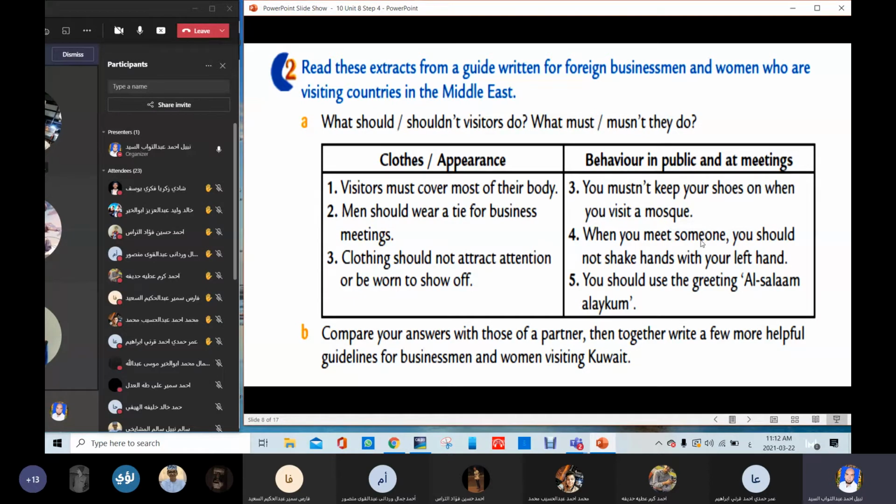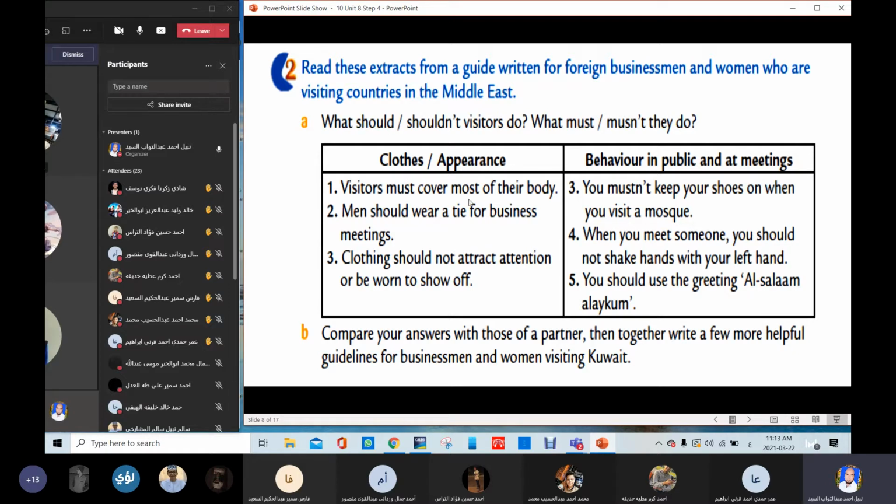When you meet someone, you should not shake hands with your left hand. Of course, when you meet someone, you want to greet him, you should shake hands with your right hand, not left hand. We do not shake hands with our left hands. You should use the greeting, Assalamu alaikum. This is in Arabic and Islamic countries. So if you want to greet someone, you can say, Assalamu alaikum.